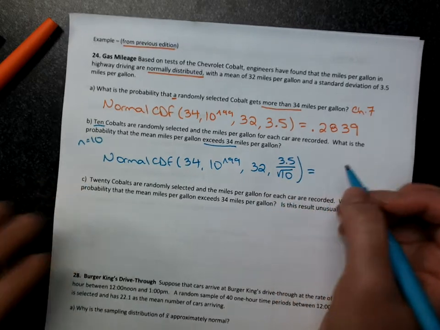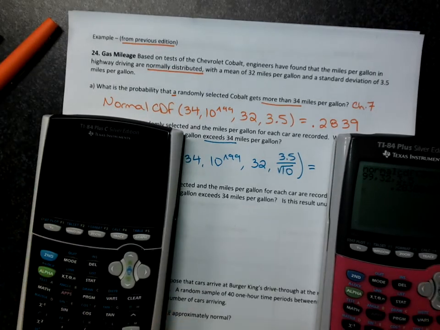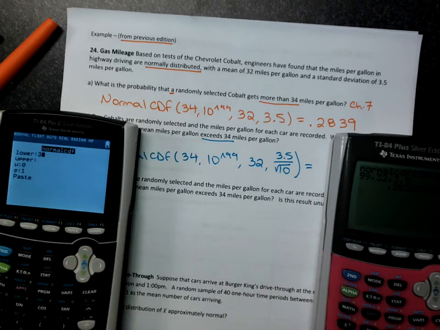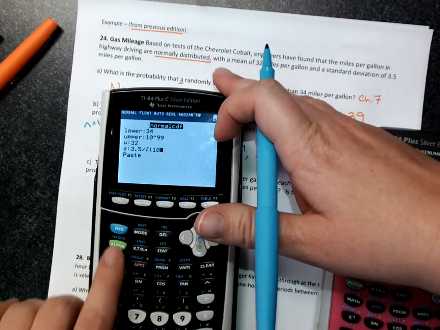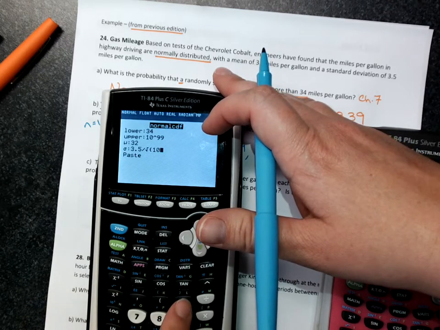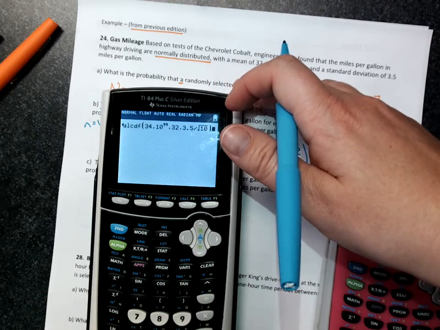You can type it in just like that into the older or the newer calculators and it will do the math for you. So normal CDF, we can put in 34, 10 to the 99th power, mean of 32, and then you can do 3.5 divided by the square root of 10. The square root key is above the x squared key. You have to hit second and then x squared and you'll see the little square root. You don't have to close the parentheses, but you can, and it will crunch the number for you.